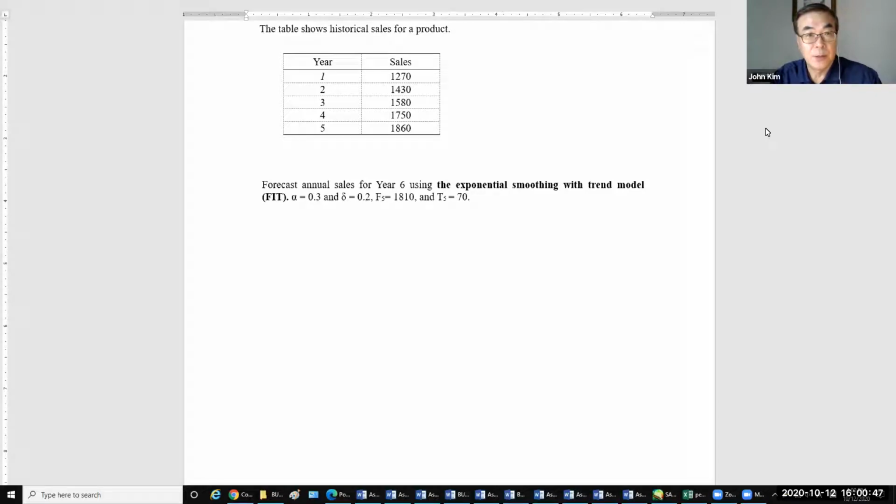Okay, first question, assignment number 1. This one is for using the exponential smoothing with trend model. And this one asks year 6, term 6 forecasting. So term 6 forecasting.